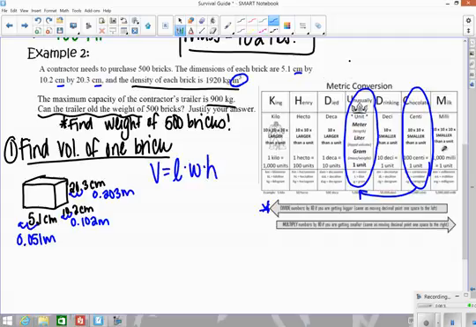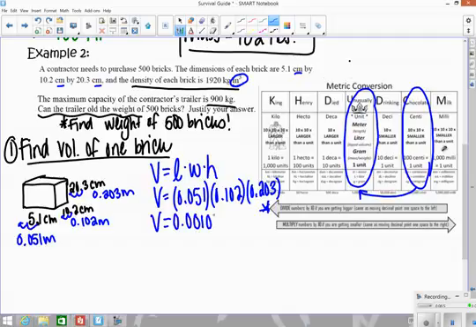So from here, to find the volume, since it's just a rectangular prism, it's just going to be length times width times height. So I'm just going to go ahead and multiply these numbers in meters. When I do that, I'm going to get a really small number, 0.001056006 meters cubed. So that's the volume of one brick.